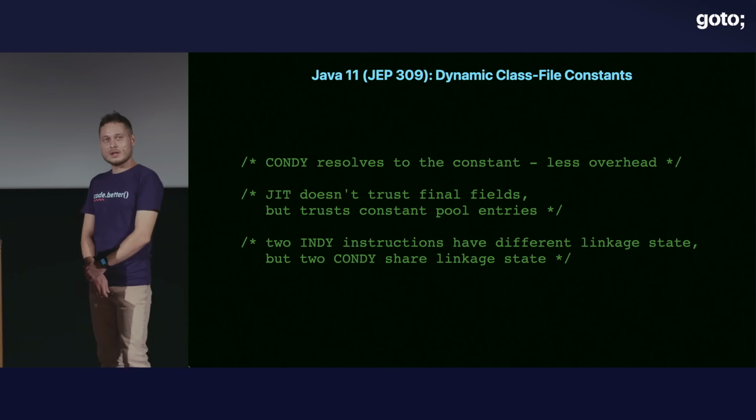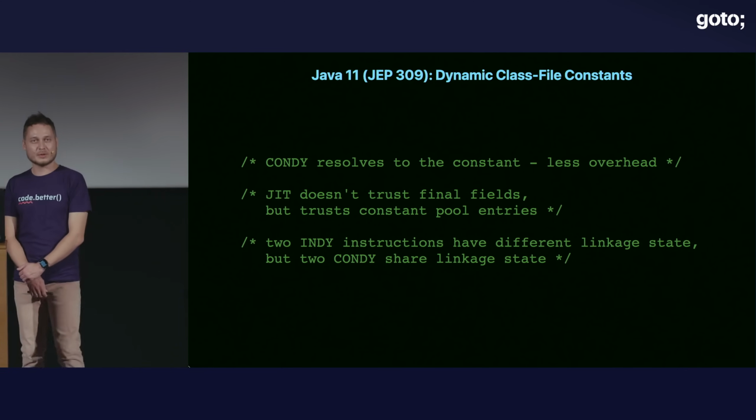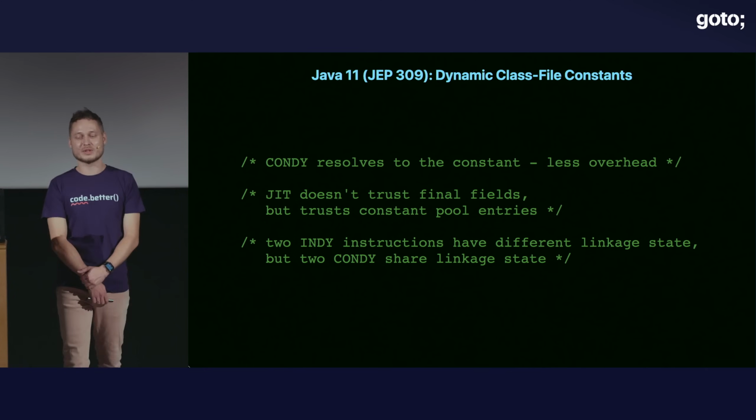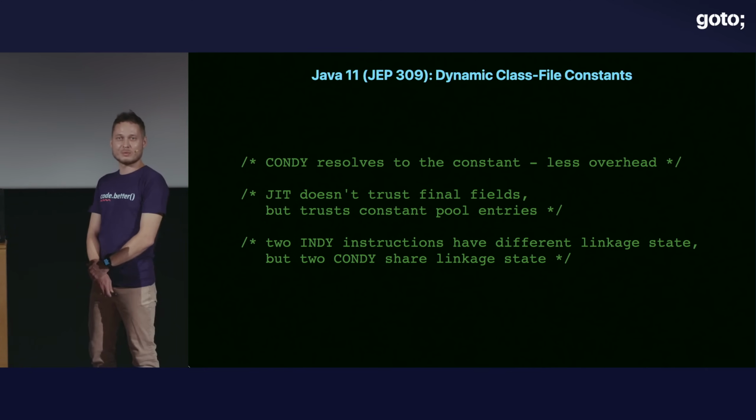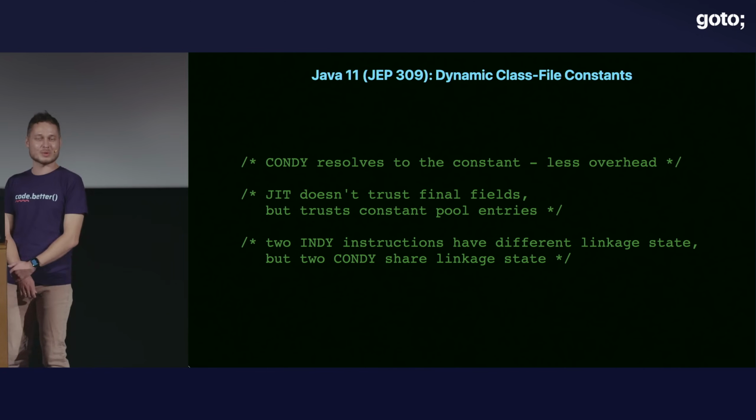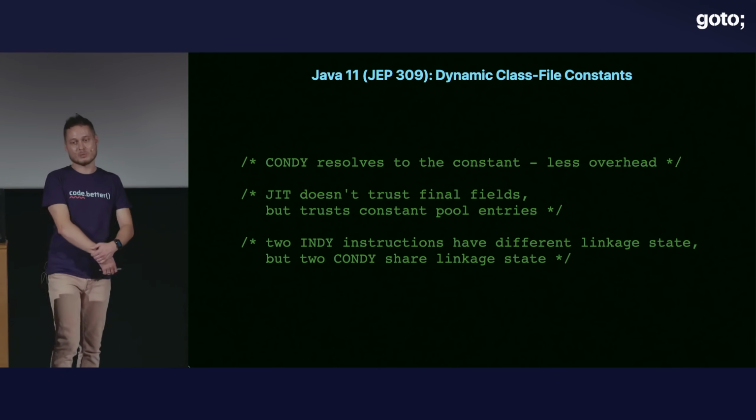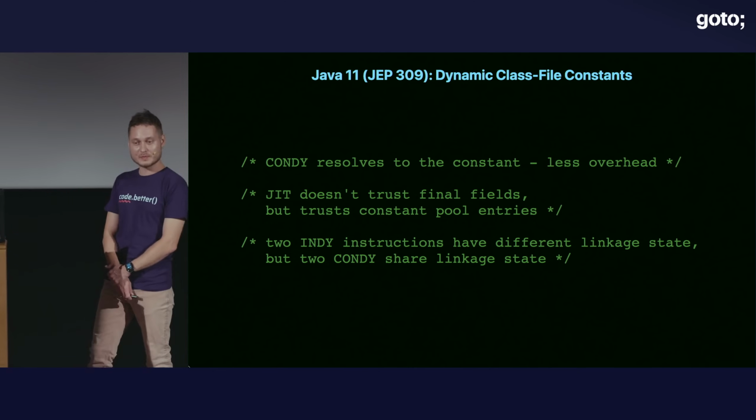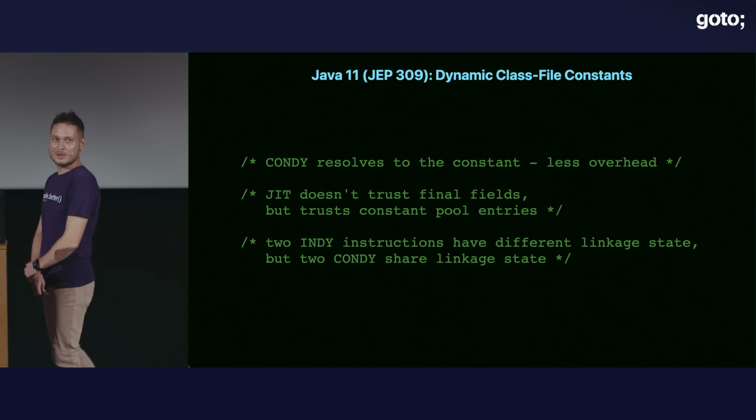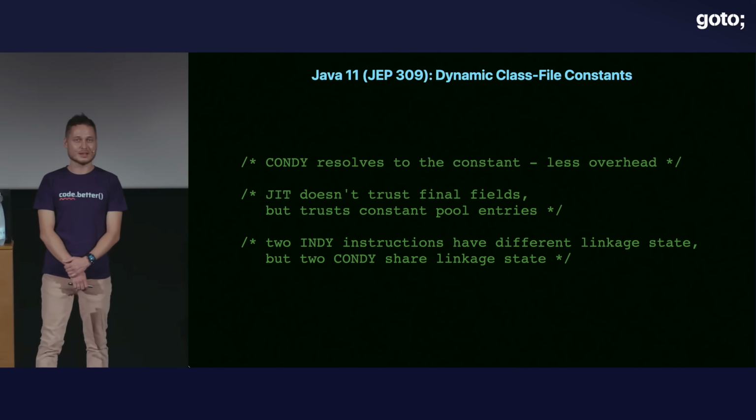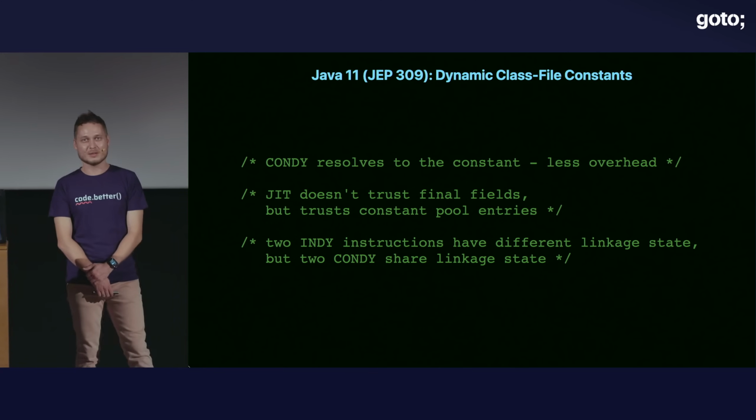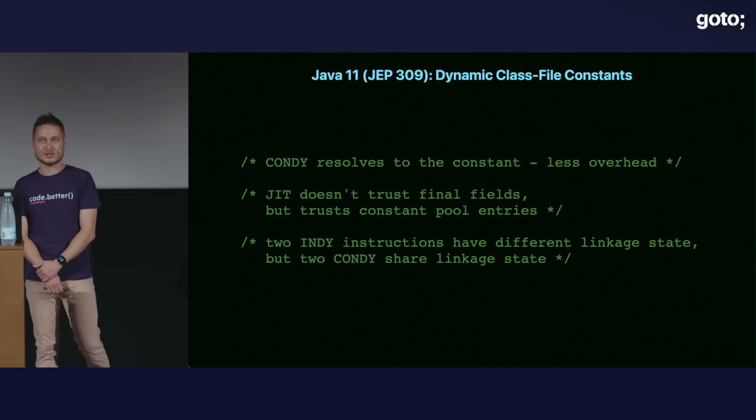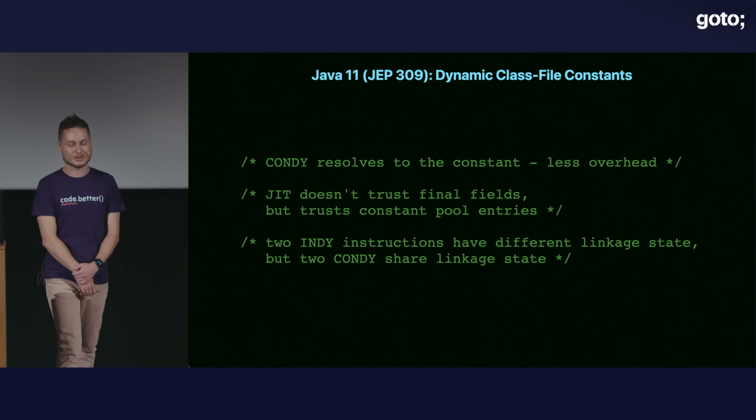And there is more. Invokedynamic instructions have different linkage stages. When you call one, you need to link this invokedynamic instruction with some method. When you call another, you need to link this invokedynamic instruction with another method, or with the same one. But two CONDY instructions do share the same linkage stage. Once we obtain a constant using CONDY within the same class file, there is no more linkage stage for the same constants. We already know what this constant resolves to. This is nice.